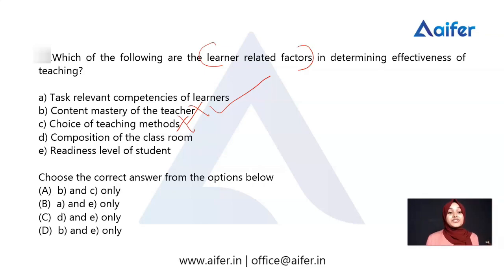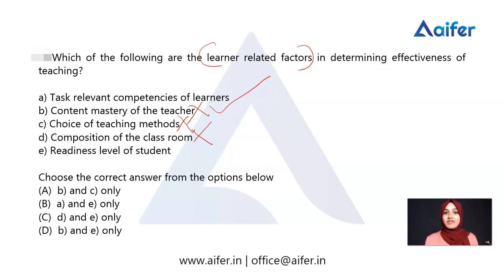Now, composition of the classroom. How well the classroom is composed, or the classroom management and monitoring of the classroom situation, is not done by the learner, but is dependent on the teacher's features. So this is not our answer, so we can exclude this one also, as composition of the classroom does not have any role as a learner related factor.